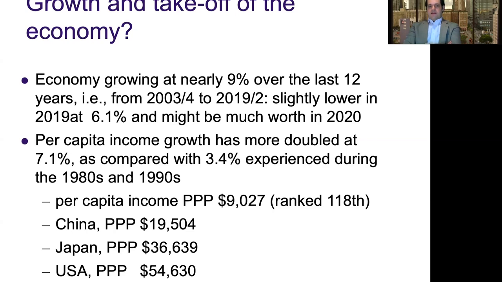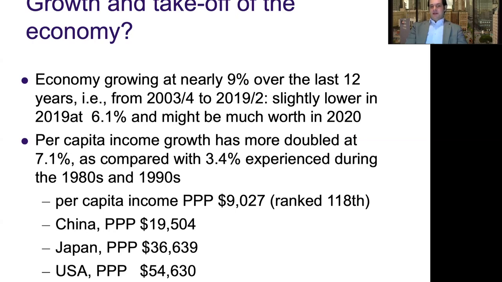In a way, the per capita growth has doubled in recent years to 7.1%, over quite a long period of the 1980s and 90s where it was only 3.4%. What does this tell us? Well, it does tell us that individuals per capita get paid more, that they're actually becoming more valuable, more efficient.